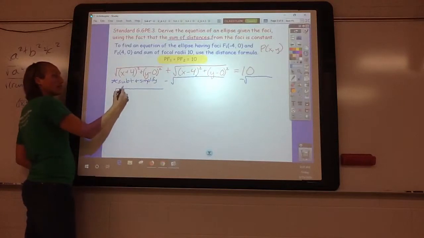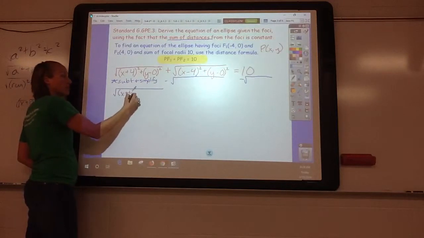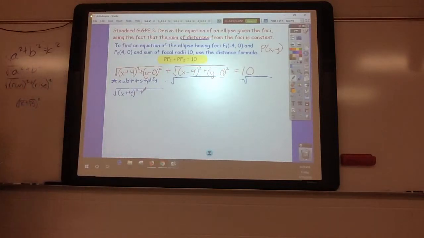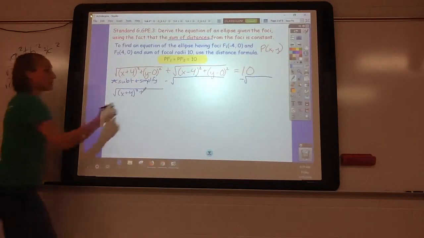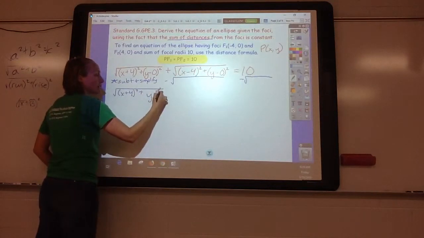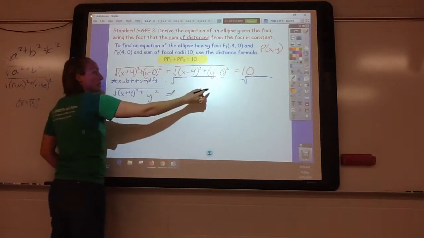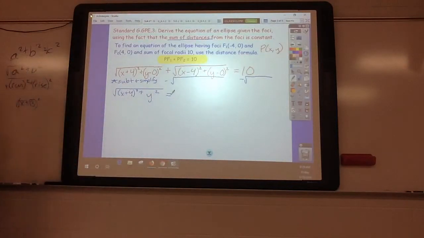Okay, it's going to leave me the square root of x plus 4 quantity squared plus, do you guys all see that it simplifies? Y minus 0 quantity squared can be written as just y squared, right? Okay, we're going to simplify as we go here. Y squared, because we've covered some of this, is equal to, because remember those canceled each other out.